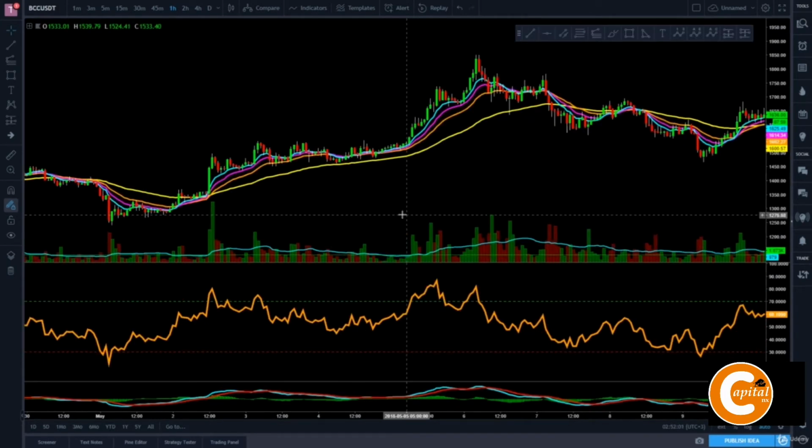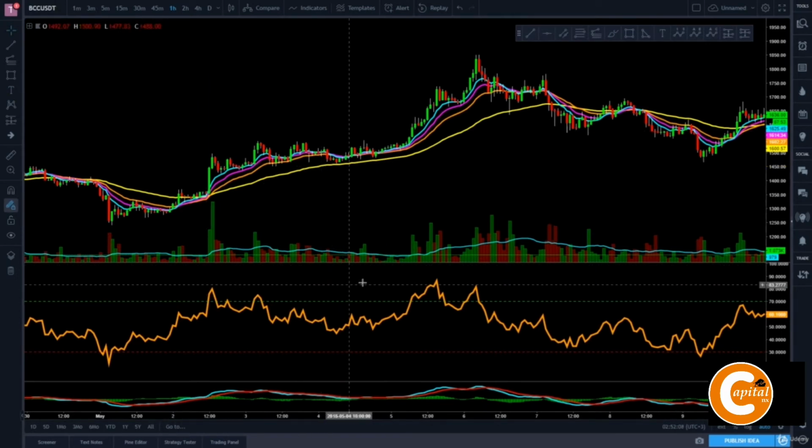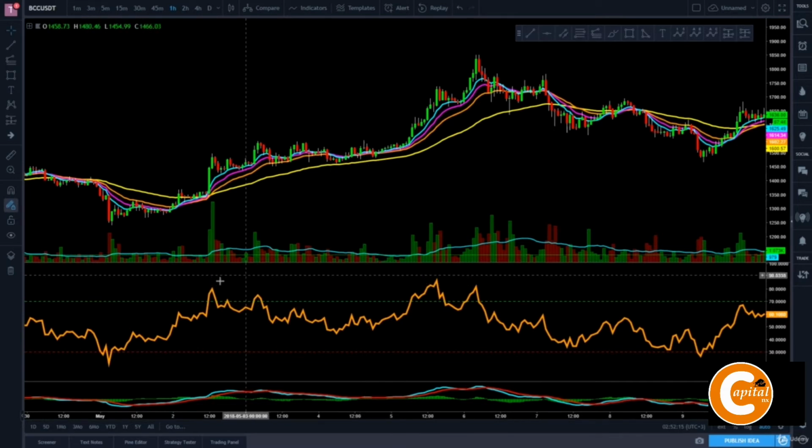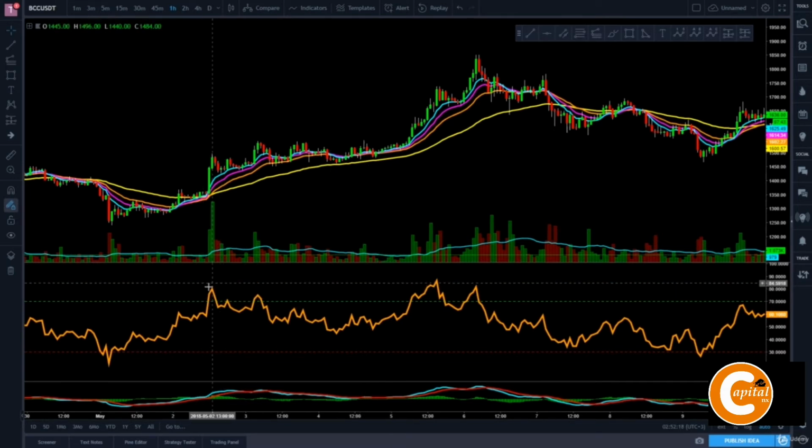For the next setup, I am using the Bitcoin Cash chart and I am on the 1 hour time frame. In this example, I am going to show you another scenario of when is the best time to sell using RSI and other indicators as well. So right here on the RSI, we see that the first peak hit a very overbought region of 81.